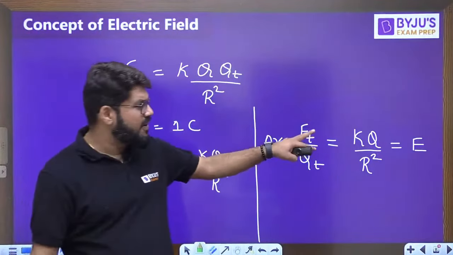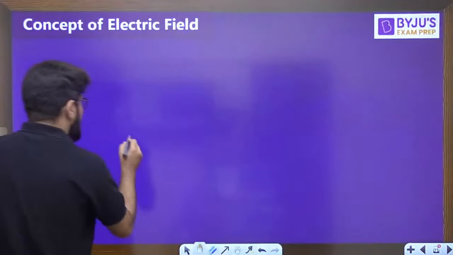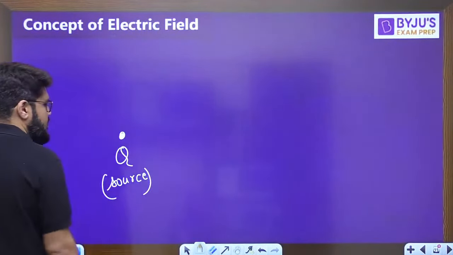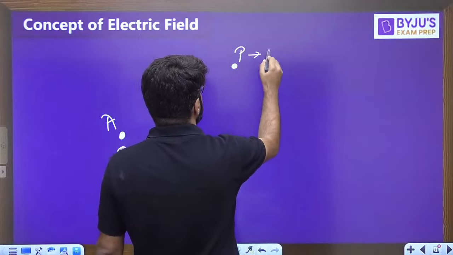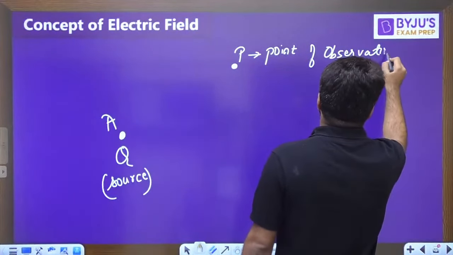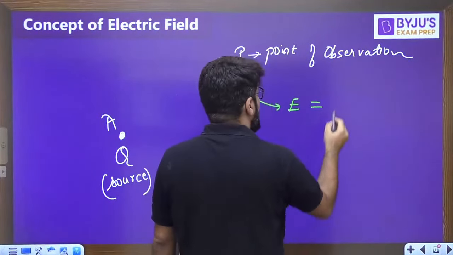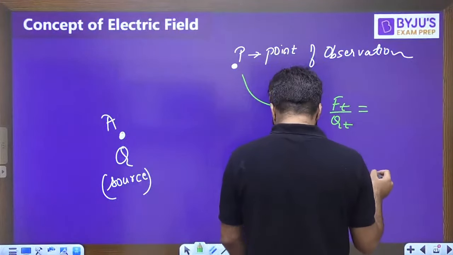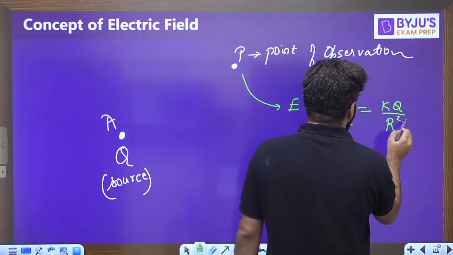But because electric field depends on force, it should be a vector quantity. What is that vector? Let us understand by taking another simple diagram. This is the source charge. Suppose the source is placed at A. There is another point P, known as the point of observation, where I want to calculate the field. The electric field at any point is given by the force experienced by unit charge divided by the unit charge value, force per unit charge, and that eventually came up to be kq upon r square.